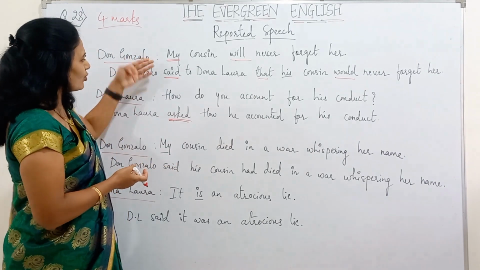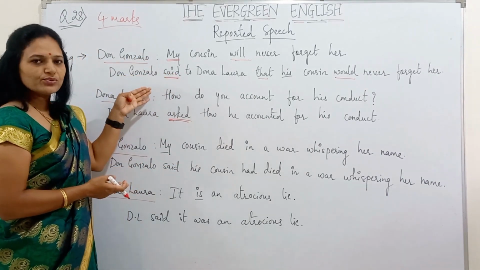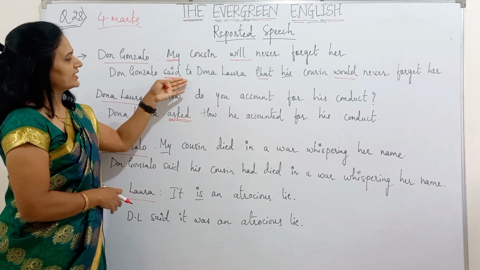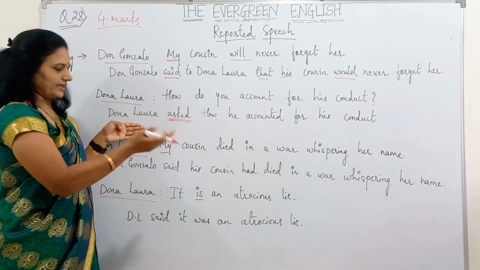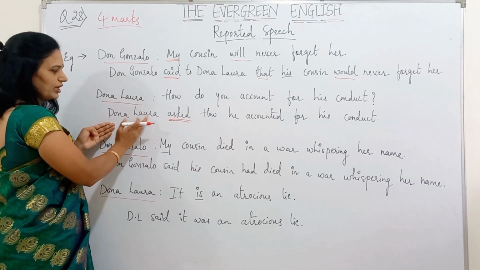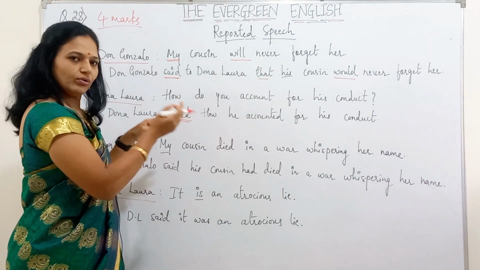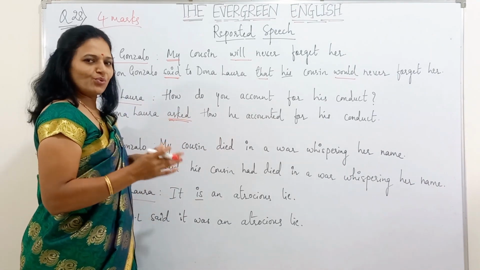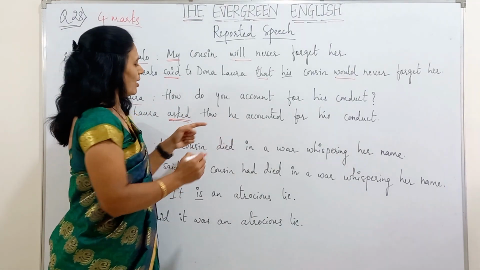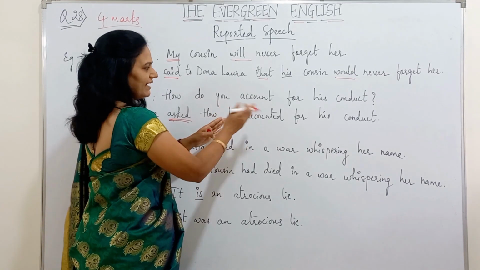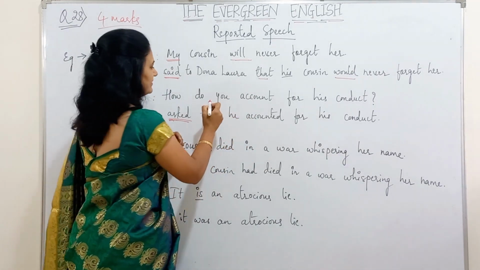But already we know the conversation. Here we have used it. Don Gonzalo said to Donna Laura, and you can use it or you can skip it, that is also correct. Donna Laura asked Gonzalo. If you write, fine. If you don't write, fine. How he accounted. How remains the same. I have changed it here to an assertive sentence.